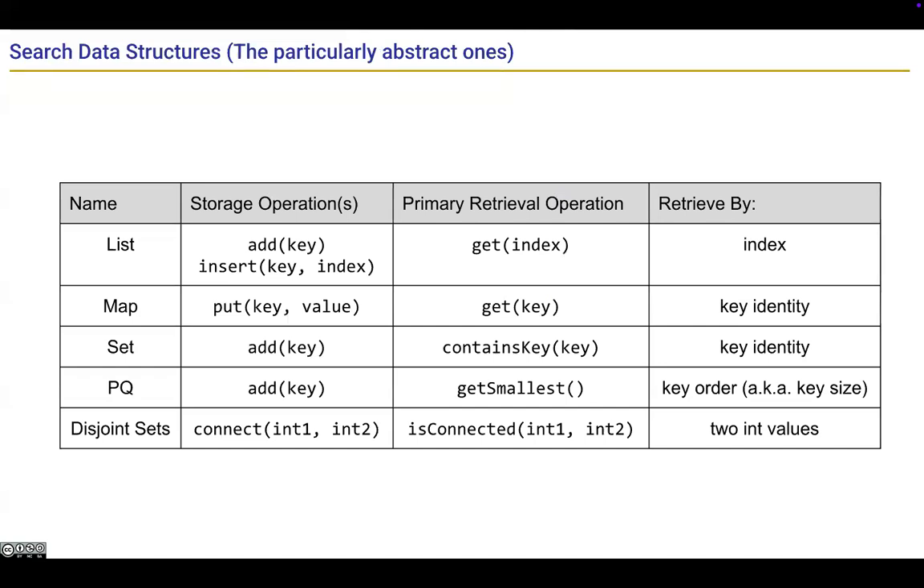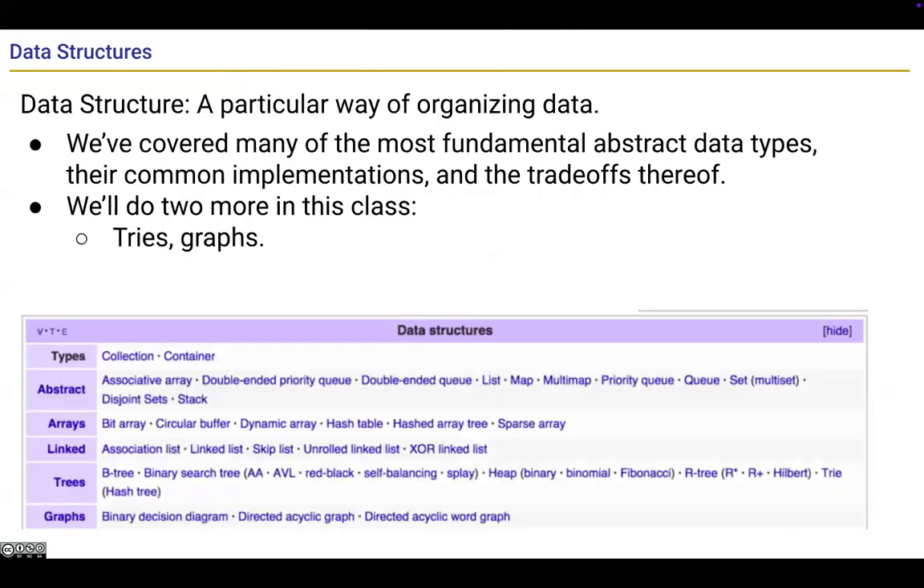We have sets, similar to maps. We can add the key. We can do contains key. And again, we retrieve by that key identity. Priority queues, we add, we can get the smallest. And that way we retrieve by key order. So we're always grabbing, if it's a min PQ, the smallest thing. Our disjoint sets, we're just looking at whether or not two things are connected. We can check if they're connected, or we can connect two things. And we simply look at those two values to see whether those things have happened.